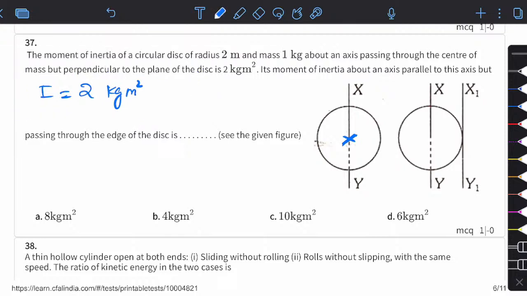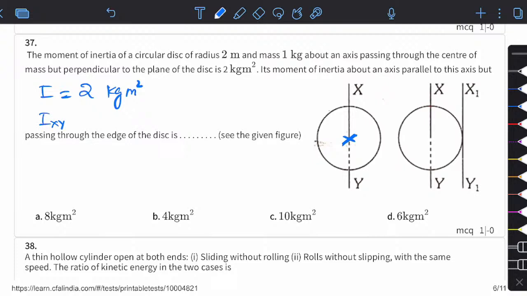Now we have to find the moment of inertia about an axis parallel to this axis but passing through the edge. First we find the moment of inertia about the axis xy shown in the figure here. It's kind of unfair because you are given a hint in the question itself. It shouldn't be there. So you find the moment of inertia about xy first.